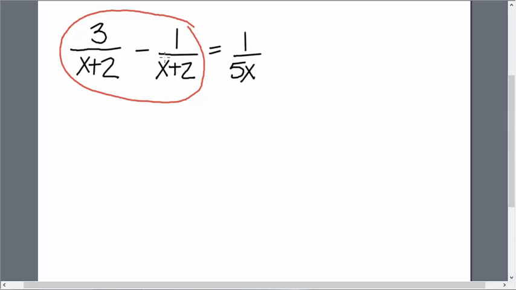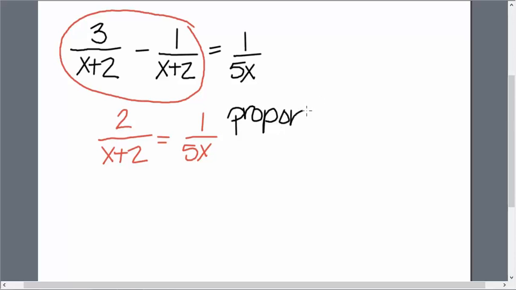They both have the same denominator, so I'm just going to subtract across the top. So I get 2 over x plus 2 equals 1 over 5x. Now this should look very, very familiar to you. This should look like something called proportions from way back in Algebra 1. So the way we solve proportions is we multiply the diagonals because they've got an equal sign in between them.